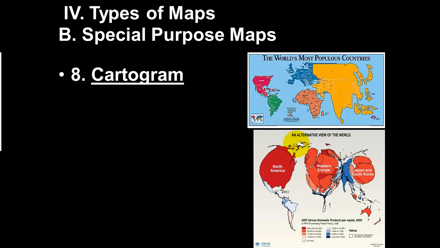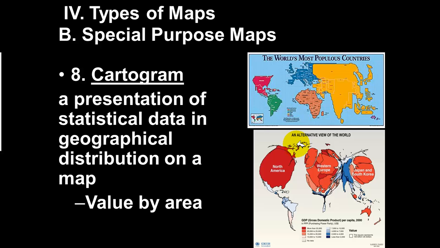The cartogram is the next type of special purpose map. I want to pay a little bit of attention to the cartogram, and I'll tell you why. The thing with the cartogram is that it presents information in a different way. It presents statistical data in geographical distribution on the map, with the value shown by the area.